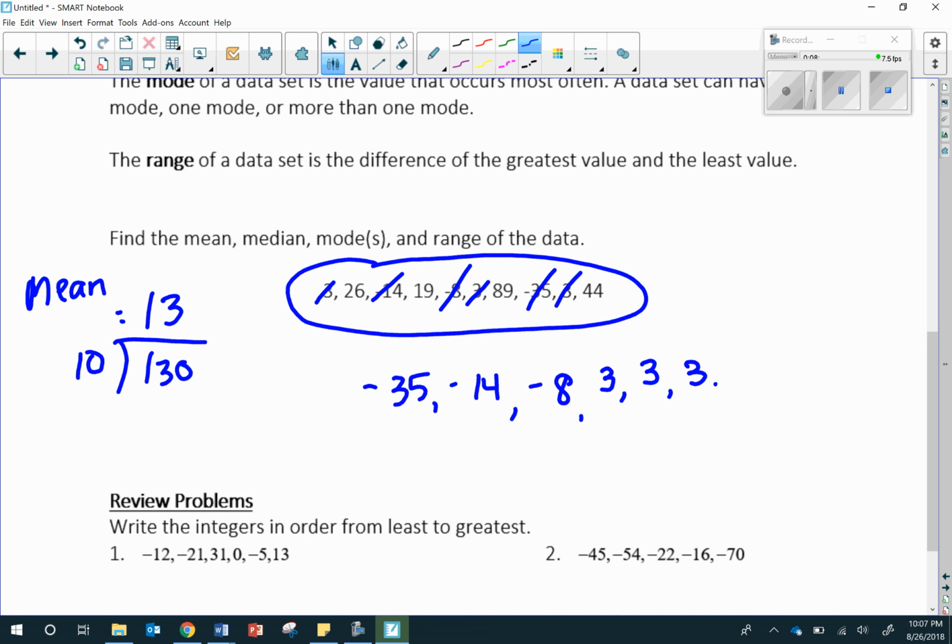Then we have 19, 26, 44, and 89. All right, it looks like I got all of my values there. To simply find the median, we are going to cross one off at each end until we end up with the middle number. So cross one there, cross one there. We end up with our median of 3.